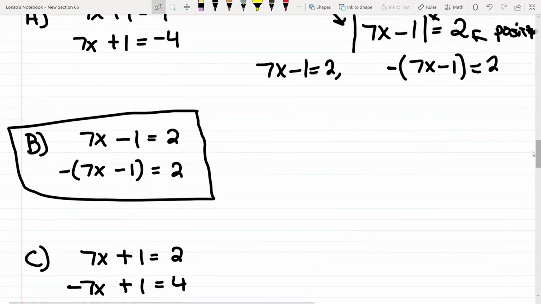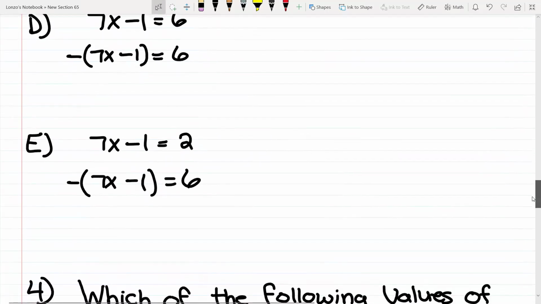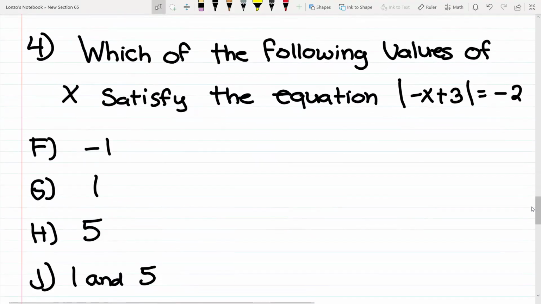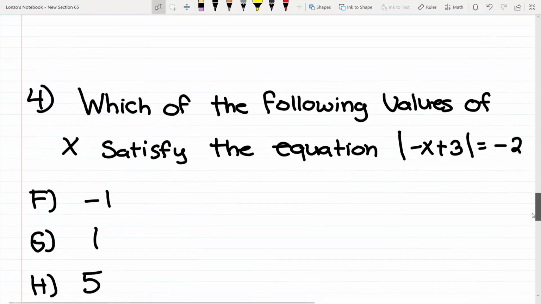Okay, let's move on to question 4. Question 4 says, which of the following values of x satisfies the equation? So this time they want you to solve for x. We have F negative 1, G 1, H 5, J 1 and 5, or K, there are no values for x for which the equation is true.